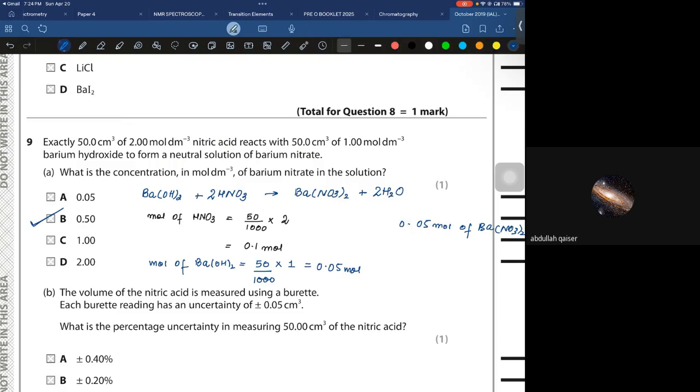So okay, I was saying that when you are going to mix this and this, of course the total volume would be 100, because in this question they haven't provided you the volume of barium nitrate. So I would be considering the total volume.